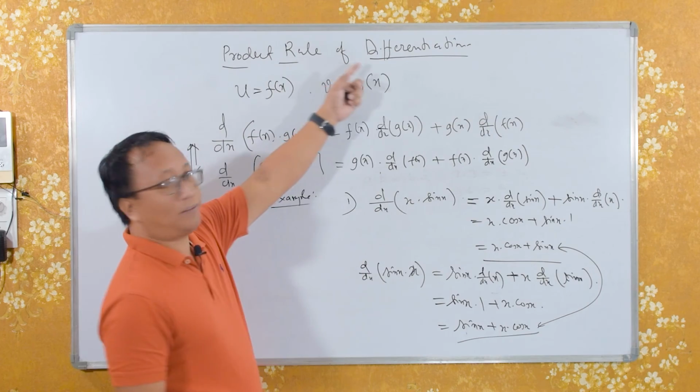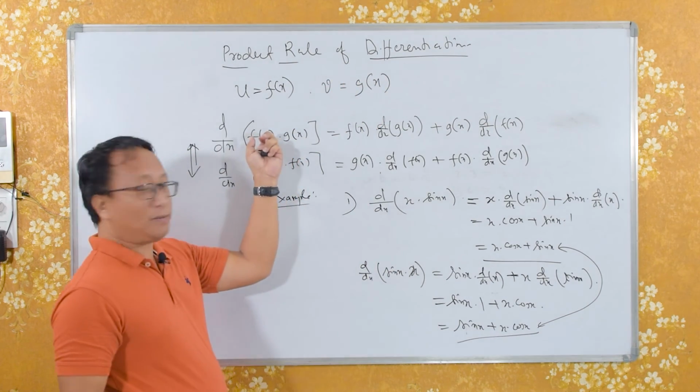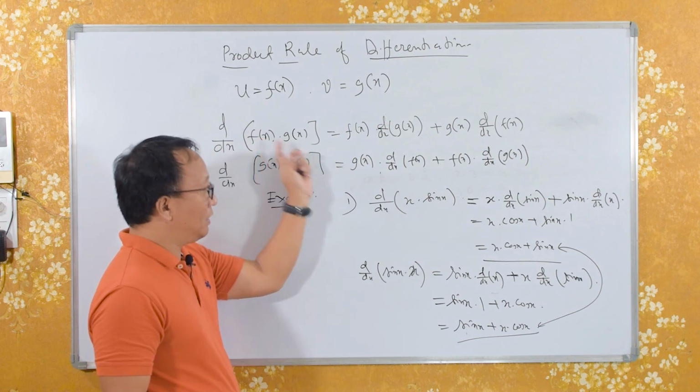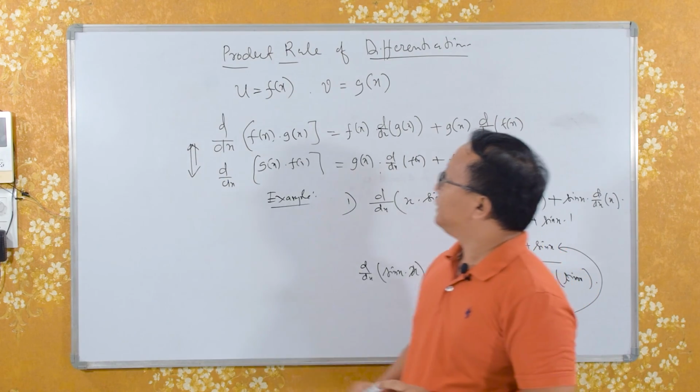So in the product rule of differentiation, if you choose either f of x as the first function or g of x as the first function, the answer is one and the same. This is for the product rule.